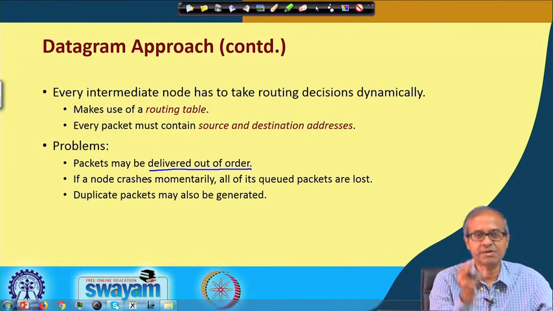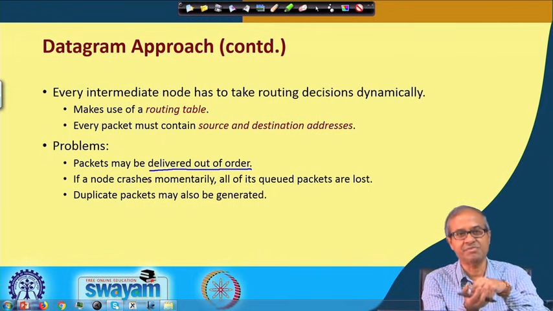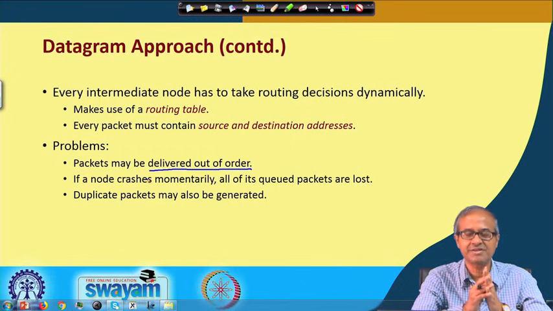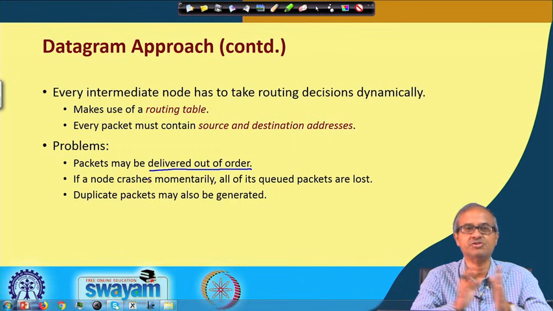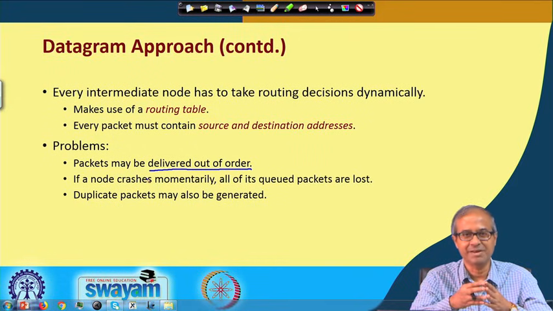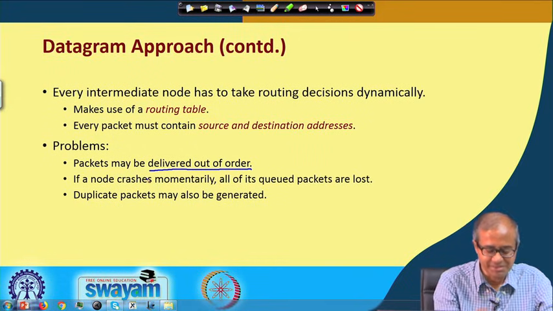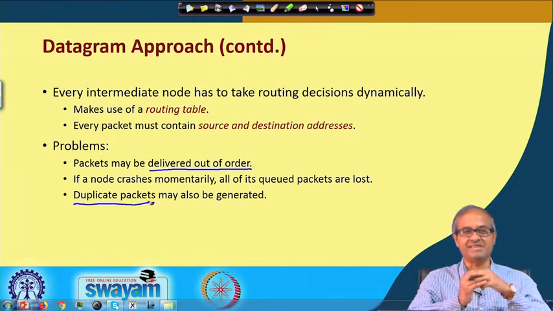Similarly, if some intermediate node temporarily goes down, all packets stored in its buffer will get lost. So, some packets might get lost also. This also happens in our postal system. Sometimes a letter never gets delivered. But something which happens here, which is not there in a postal system, is that sometimes duplicate packets may get generated.